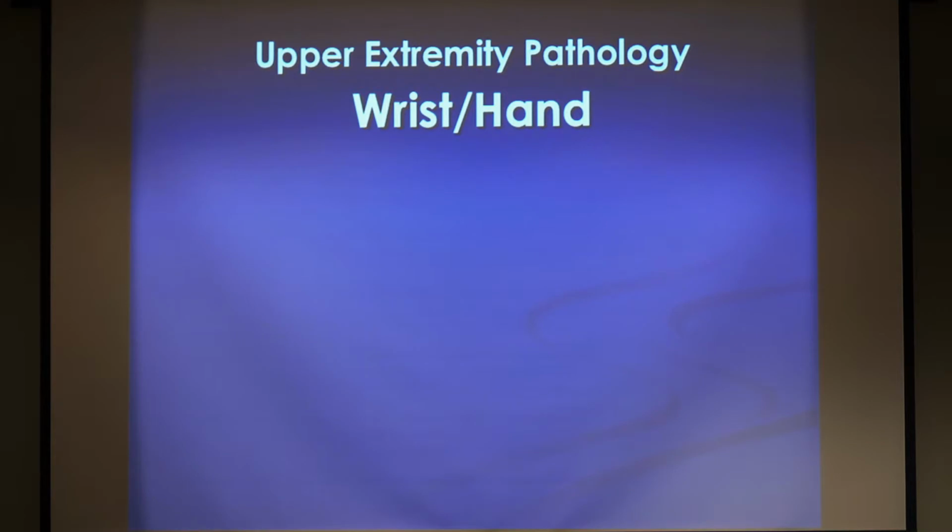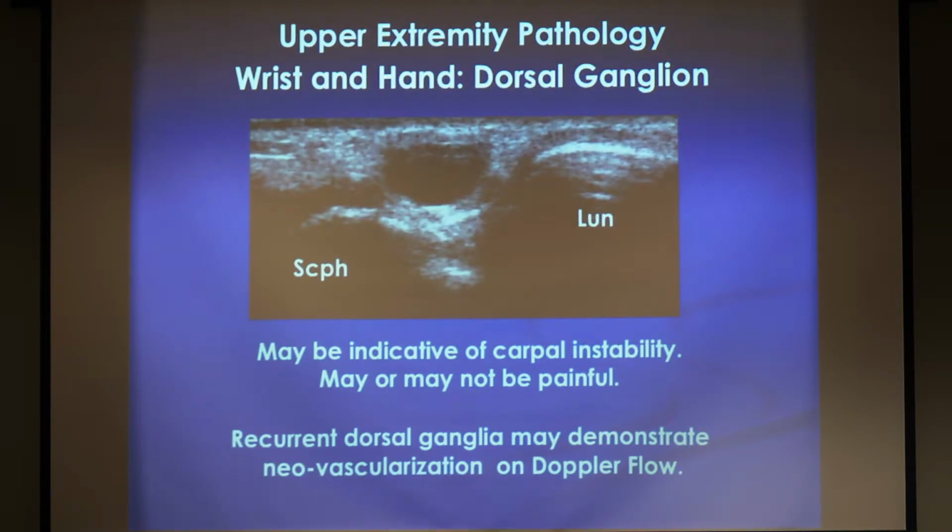Wrist and hand pathology. Here we have on the dorsum of the hand and wrist a dorsal ganglion. The bony margin here is the scaphoid. This is the lunate in between here, and this well-circumscribed anechoic zone here, which is non-compressible with the transducer, is a dorsal ganglion. You may or may not find some Doppler signal in here.